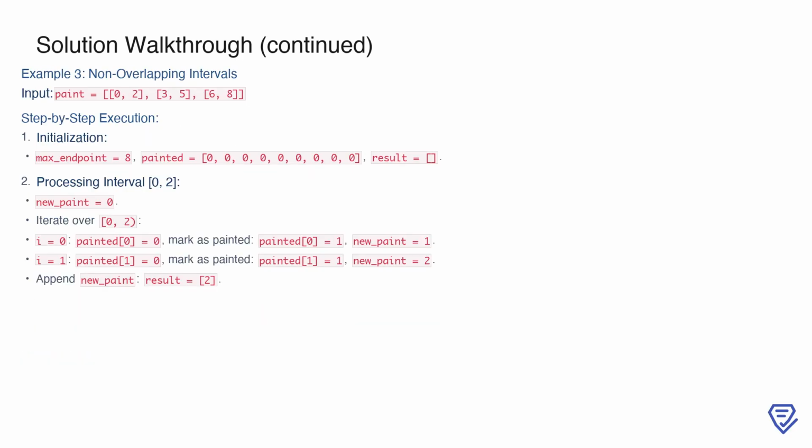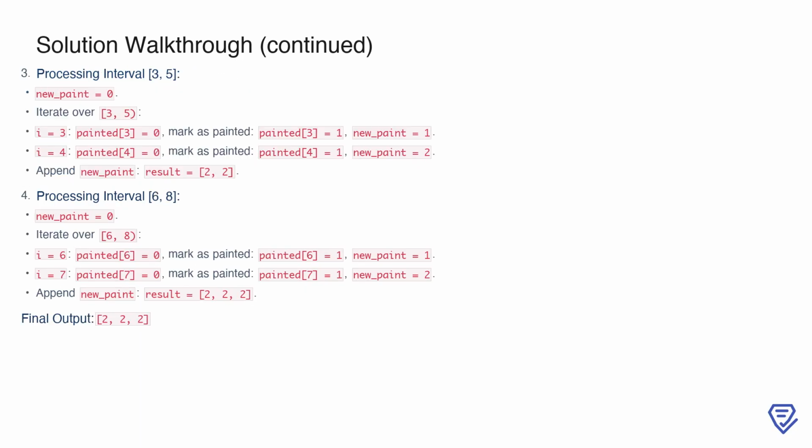Let's now consider a case with non-overlapping intervals 0, 2, 3, 5, 6, 8. We initialize max_endpoint as 8, create a painted list of size 9 initialized to zeros, and start with an empty result list. For the first interval, 0, 2, we set new_paint to 0 and iterate through indices 0 and 1. Both are unpainted, so we mark them as painted and increment new_paint to 2. Appending new_paint to result gives 2 so far.